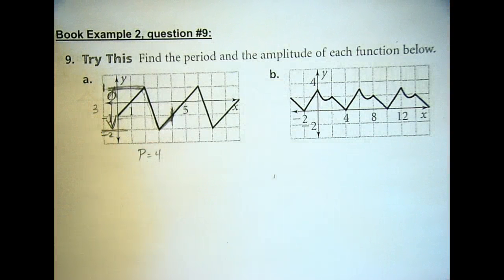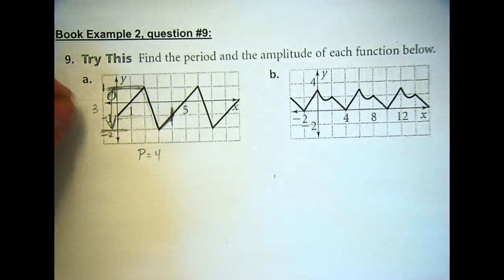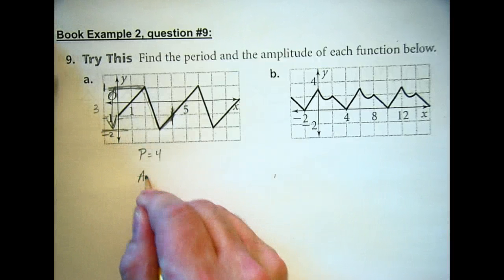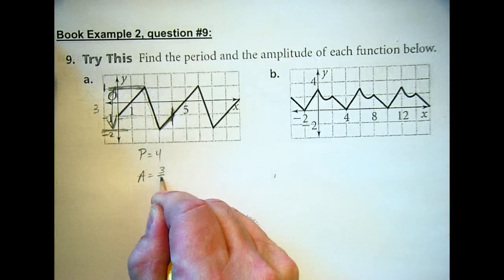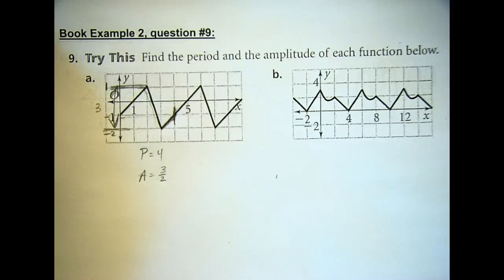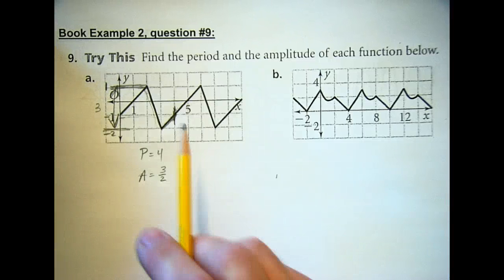Amplitude is half of the distance between the minimum and maximum. So it's half of that length. Half of that length is 1.5, or 3 halves. I went to the lowest point and then used that little triangle to figure out both values. Does that work too?